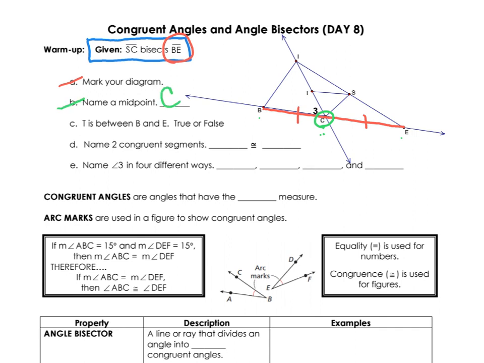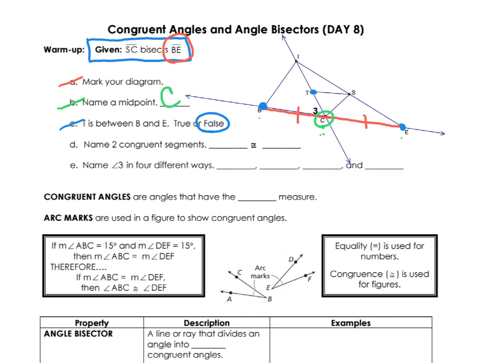Part C, T is between B and E. So if I find B and I find E and I look for T, since T is not on the same line as B and E, T is between B and E is false. C is between, but not T. Okay, C is done.